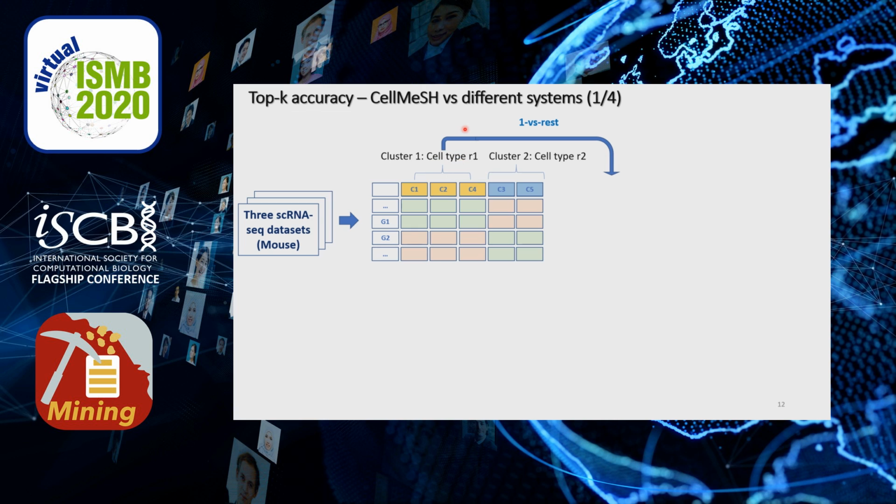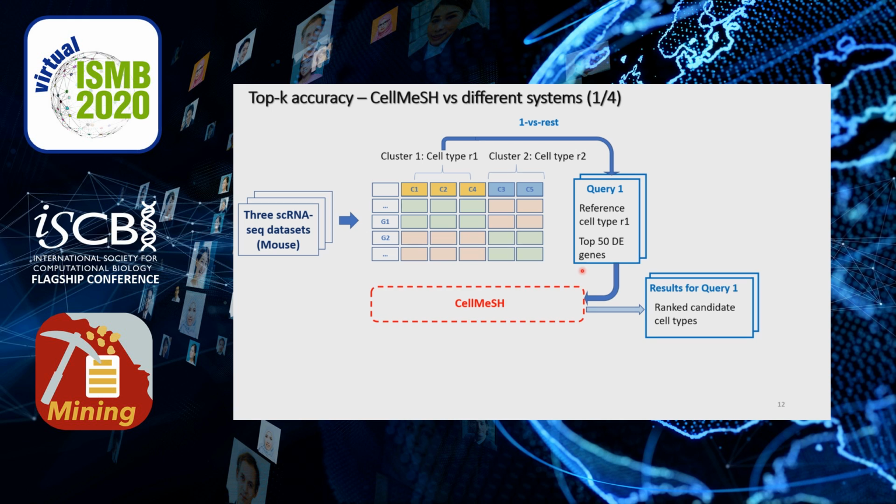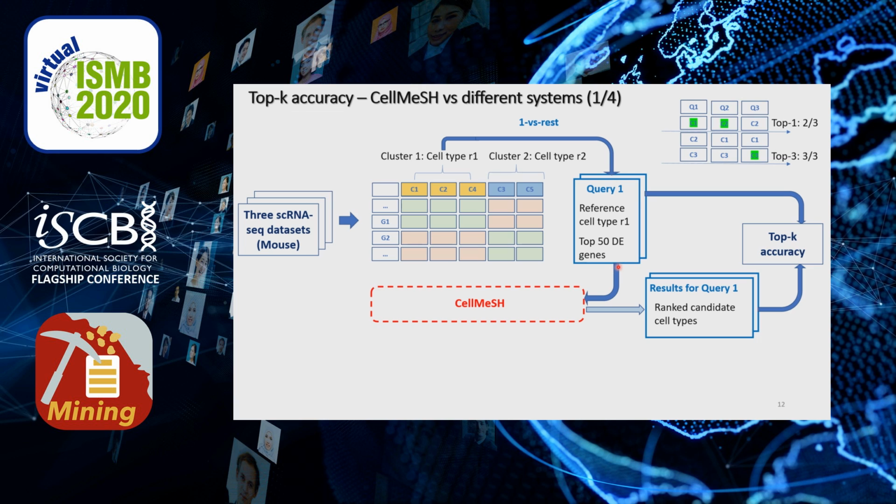And for each cluster, we use 1 versus rest to calculate the differentially expressed genes. And for each cluster, we prepare a query. We use the annotated cell type as a reference, and we keep the top 50 differentially expressed genes as query genes. We query CellMeSH to retrieve the results, and we compare with the reference to calculate top K accuracy. Top K accuracy means the percentage of queries that get the correct answer within the top K retrieved results.